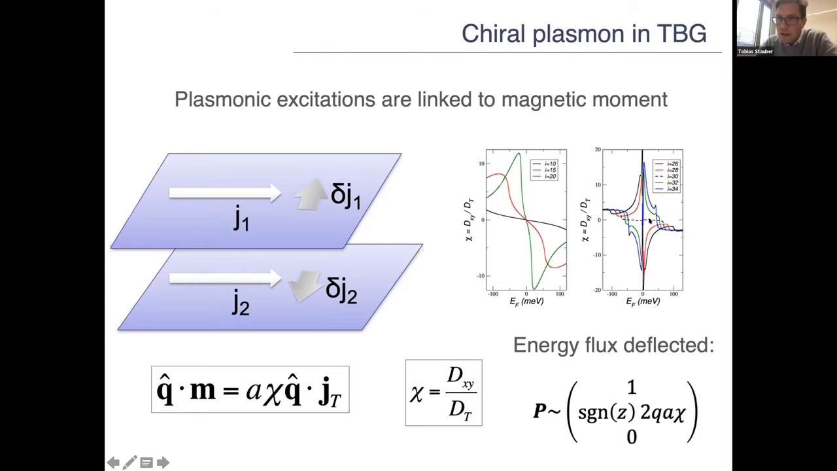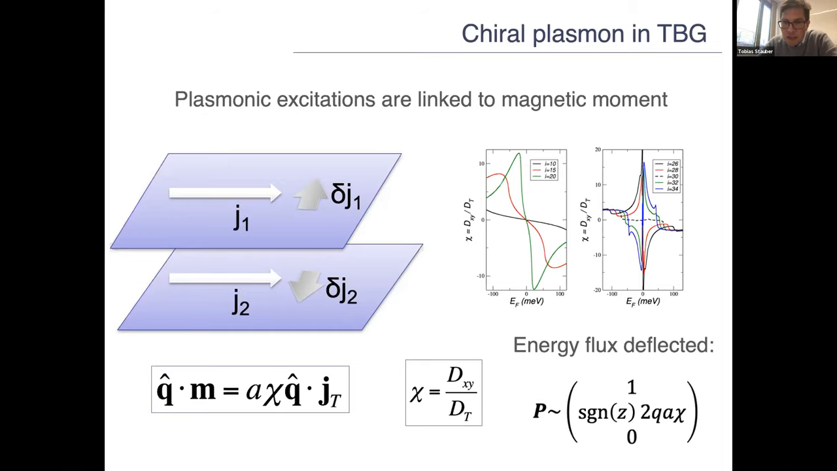And also it changes sign at this magic angle. And the same quantity here is also responsible that the energy flux is actually deflected. So you propagate in one direction with Q, but you will then form actually an angle between the propagation direction and the energy flux.